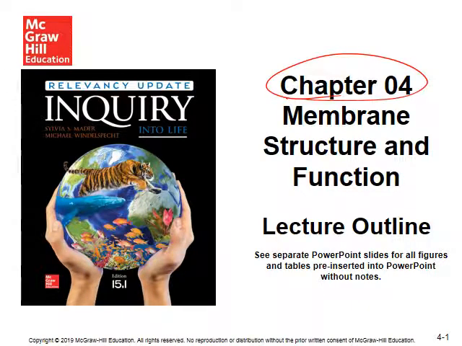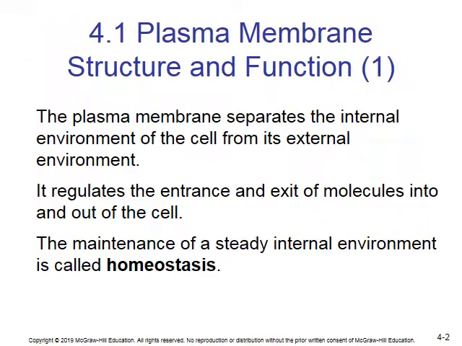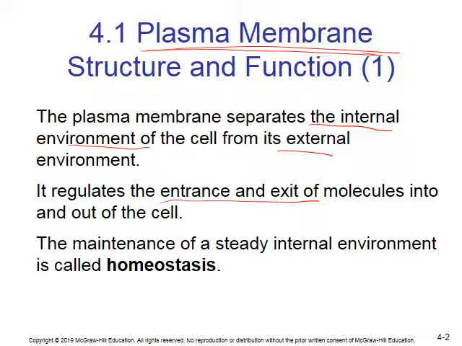Let's go through some of the problem issues that students have in this Chapter 4 material. First thing we have to understand is that the plasma membrane is going to serve as a boundary. It separates the internal environment from its external environment, and that way it can regulate what comes in and out of a cell.